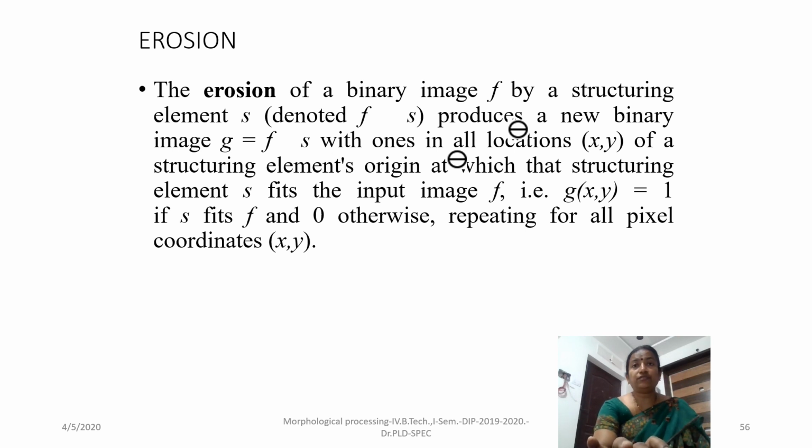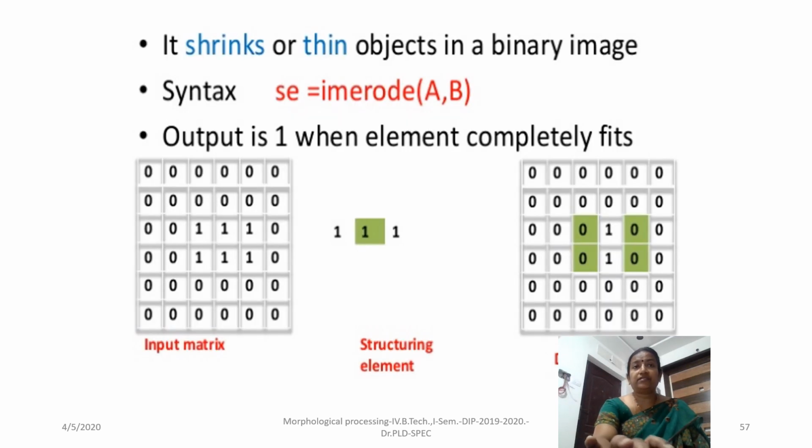F erosion with S is represented like this, and produces a new binary image G equal to F erosion with S, at all locations xy of the structuring element's origin at which the structuring element S fits the input image F. That is, G of xy is equal to 1 if S fits F and 0 otherwise, repeating for all pixel coordinates xy. This is just opposite to the dilation operation, and it strips away thin objects in a binary image.